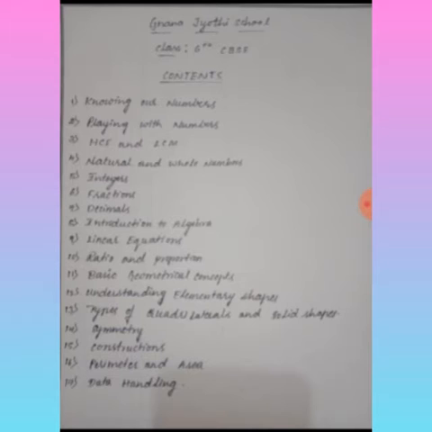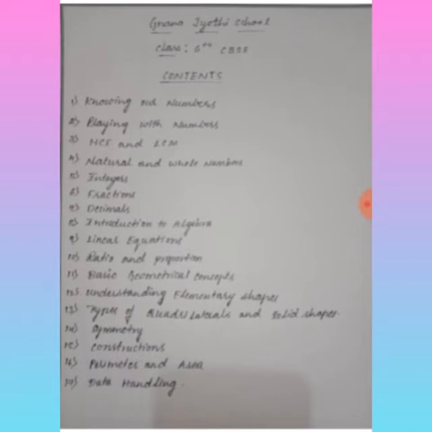Chapter 9, Linear Equations. Chapter 10, Ratio and Proportion. Chapter 11, Basic Geometrical Concepts. Chapter 12, Understanding Elementary Shapes. Chapter 13, Types of Quadrilateral and Solid Shapes. Chapter 14, Symmetry. Chapter 15, Constructions. Chapter 16, Perimeter and Area. Chapter 17, Data Handling.